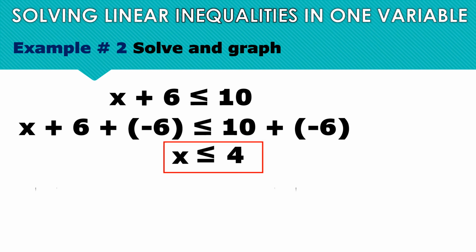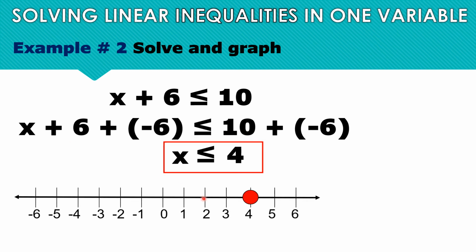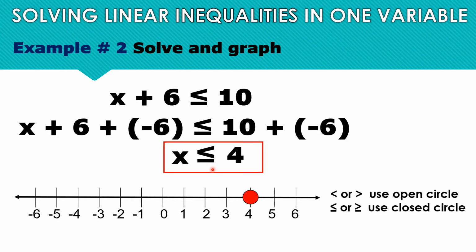To graph this, draw a closed circle at 4. Since our inequality symbol is less than or equal to, we will use a closed circle. This closed circle indicates that 4 is included in the solution set. And then shade the arrow to the left. So this means that the values here are less than or equal to 4. So this is now the graph of x is less than or equal to 4.